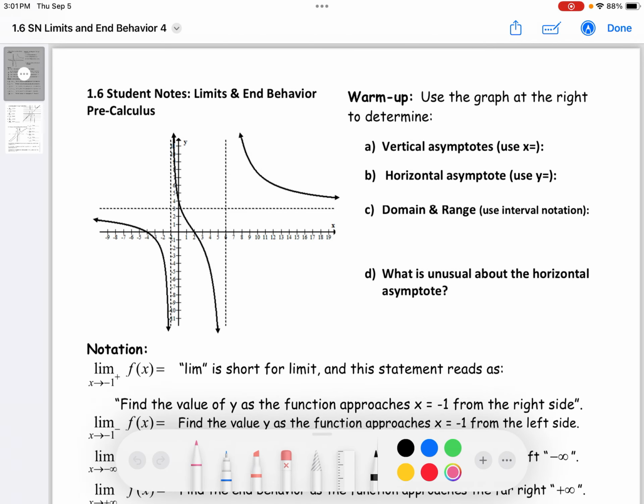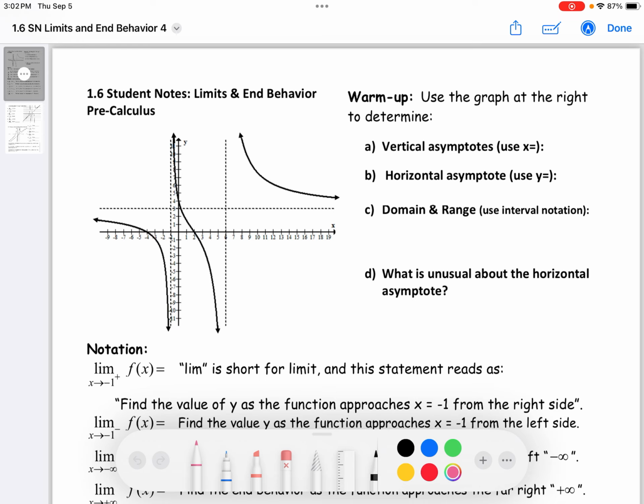Lesson 1.6 is limits and end behavior. So what we're going to be looking at is how a graph behaves on its far ends, far left and far right, and also how it behaves around any unusual features. What we mean by unusual are any vertical or horizontal asymptotes. Remember, asymptotes are lines that a graph will approach but will not cross.